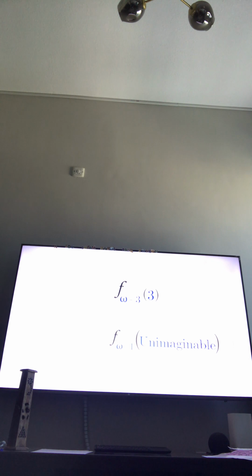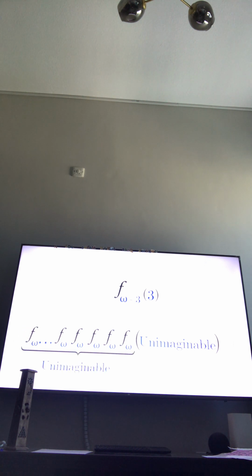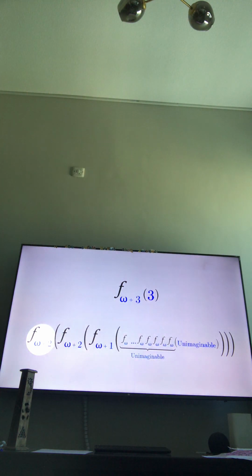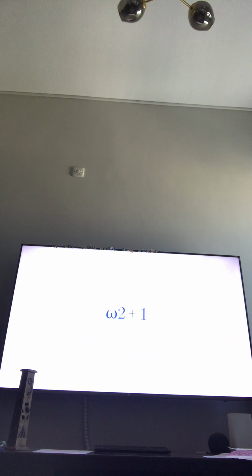Now f omega plus 1 of this unimaginable number, just like how we broke f omega plus 1 of 3, we do f omega of f omega of f omega of f omega, an unimaginable number of times. Put it back into the parenthesis, and then you do f omega plus 1 of it. We keep evaluating these functions until we reach the end. But all of this is nothing compared to omega times 2 plus 1.